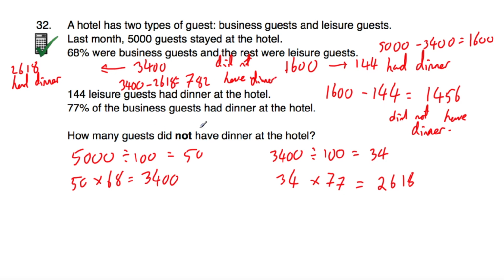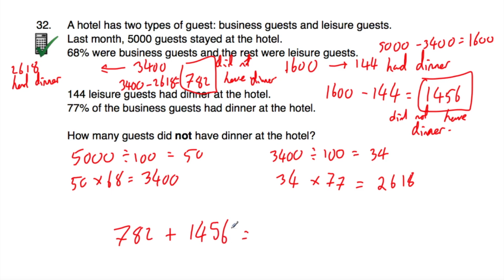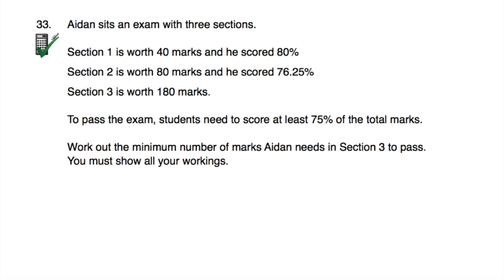Okay, so the question is, how many guests did not have dinner at the hotel? Well, we know 782 of the business guests did not have dinner at the hotel. We know that 1,456 leisure guests did not have dinner at the hotel. So if we add them together, that'll tell us how many guests in total did not have dinner at the hotel. So 782 plus 1,456 is equal to 2,238. So that means that out of the 5,000 guests, 2,238 of them did not have dinner at the hotel. And it means the rest of them did. And that's it, that's our answer.